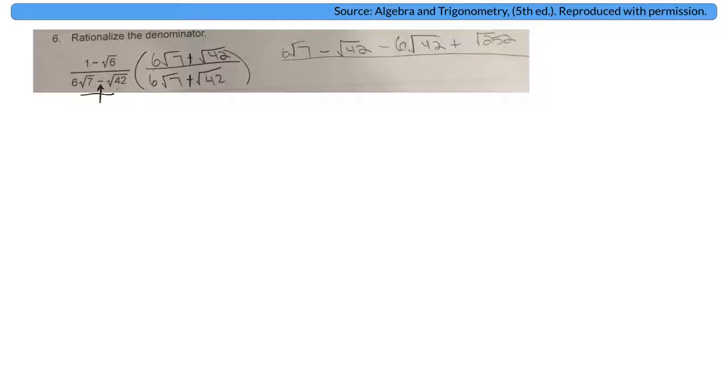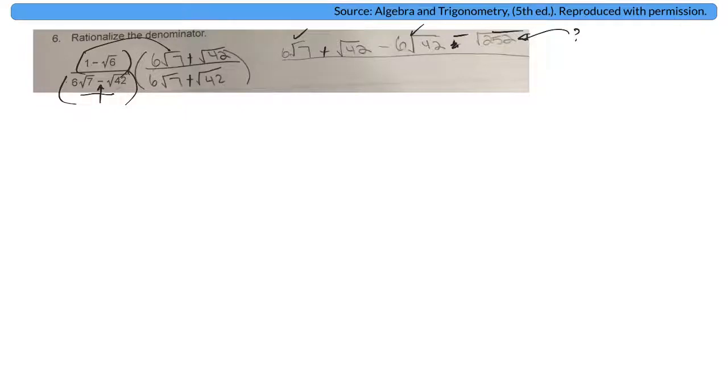So the top, 6 root 7. And then a positive root 42. And then negative 6 root 42. And then negative root 252. Might be able to simplify that. We'll see later.